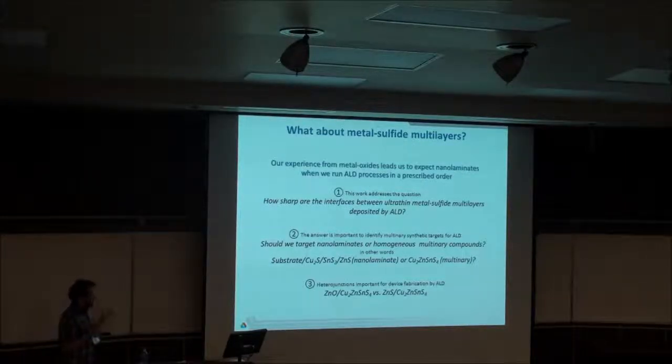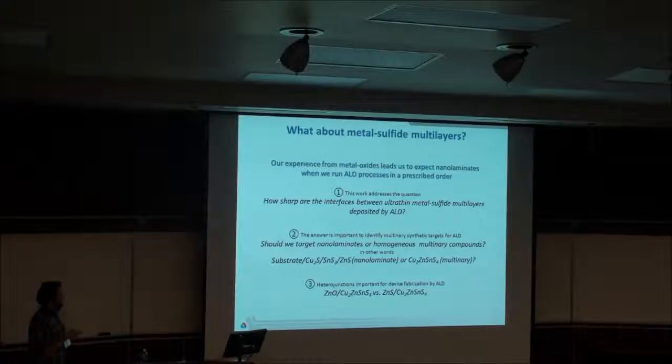And by SIMS it is known that metal oxides form nanolaminates, so in this work we also address the question: are metal sulfide nanolaminates, how sharp are the interfaces between ultra-thin metal oxide and metal sulfide multilayers deposited by atomic layer deposition? This leads to the second question: should we target nanolaminates or homogeneous multinary compounds by ALD synthesis of these 3-layer stacks, or should we target only purely copper, zinc, tin sulfide solar cells?